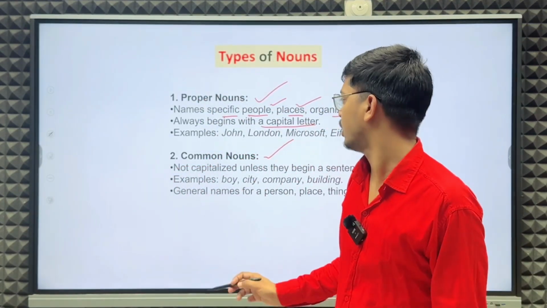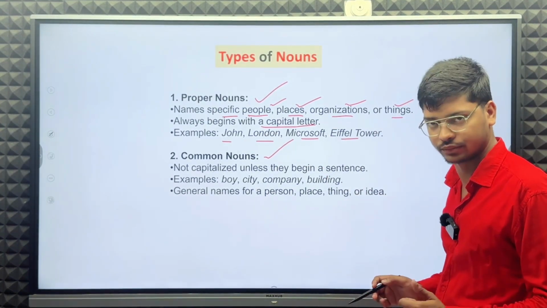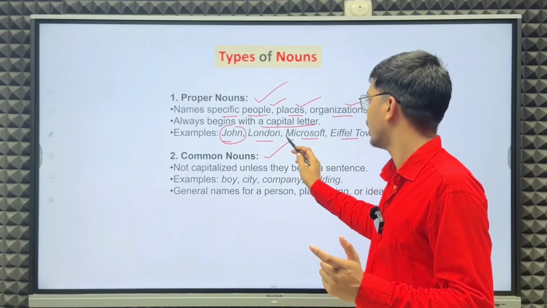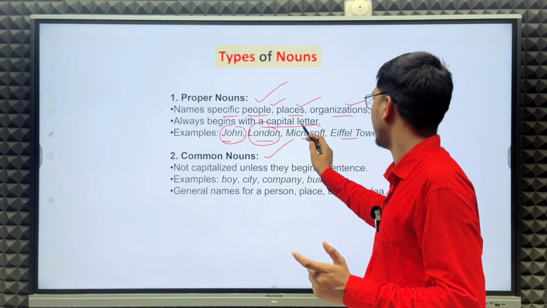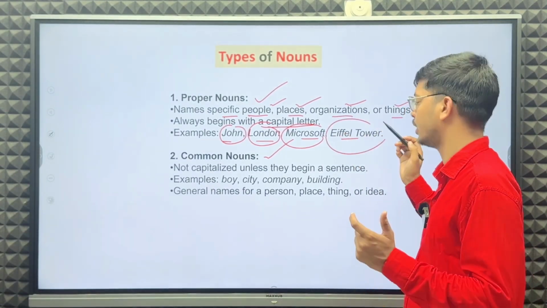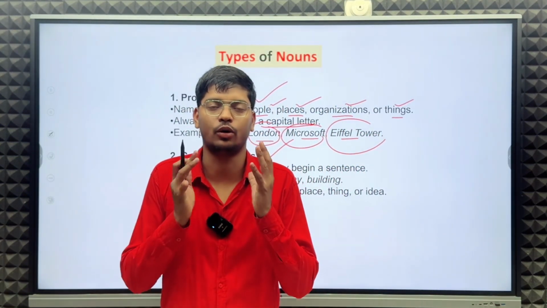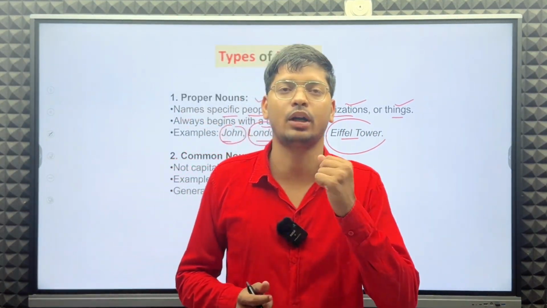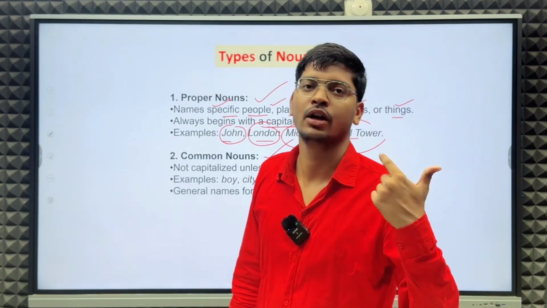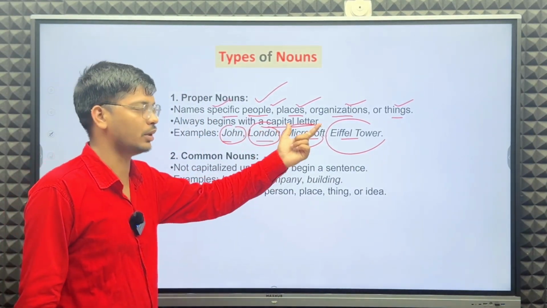For example, Johan, London, Microsoft, Eiffel Tower. Johan is a person, London is a place, Microsoft is an organization, and Eiffel Tower is a thing. So you can understand what a proper noun is. A proper noun means a specific name, like a person, place or thing.